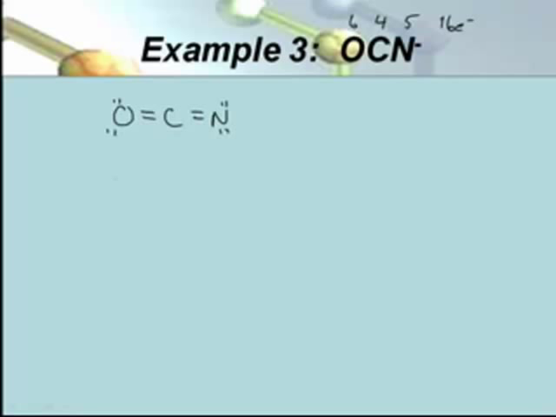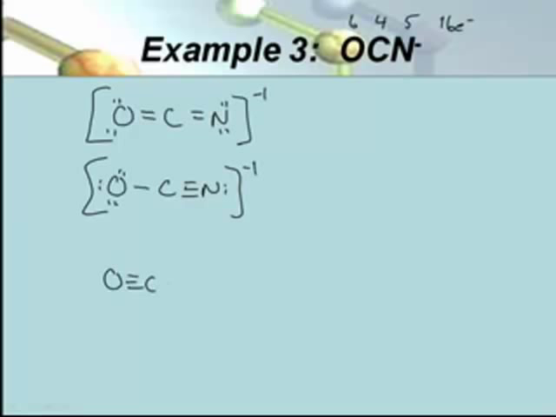Another structure would be O, C, N, with 1, 2, 3, 4, 5, 6, 7, 8 electrons. And brackets around each, of course, because this is an ion. Forgot my charges there. Or you could do O, triple bond C, single bond N, and then 2 here, 1, 2, 3, 4, 5, 6. So each of these are valid Lewis structures.